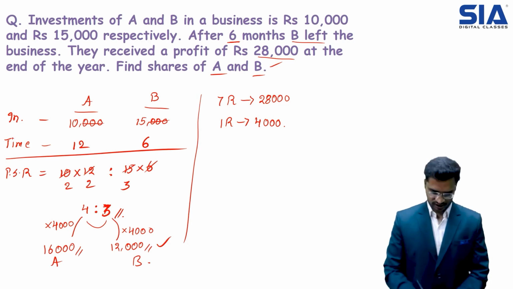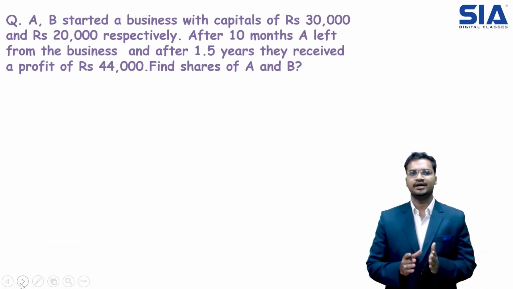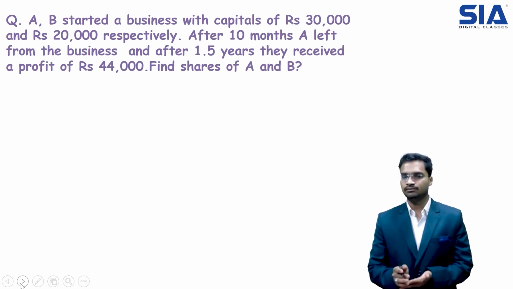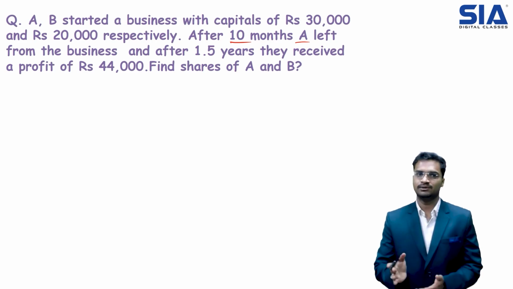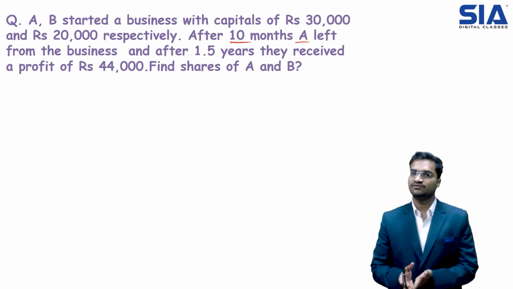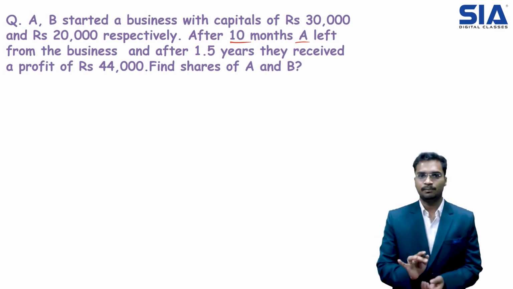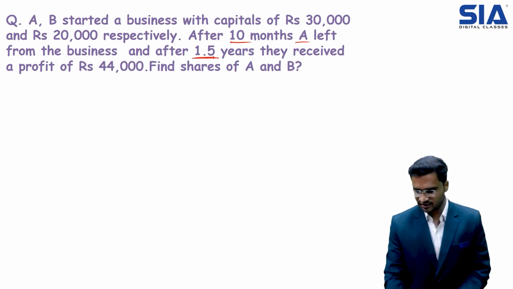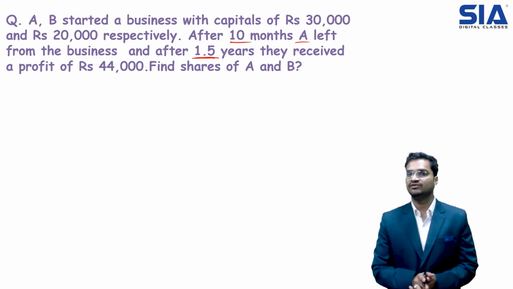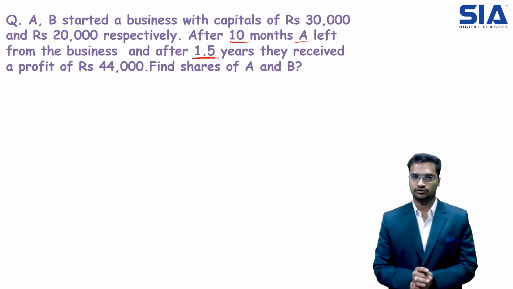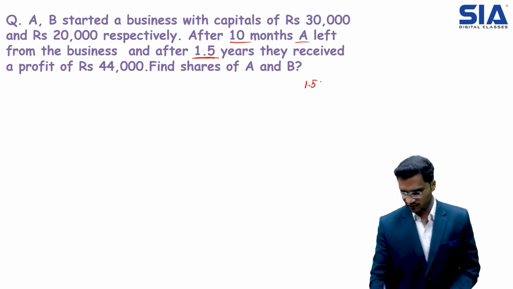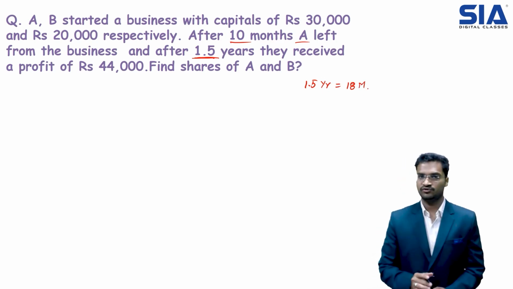Okay. Now coming to the next question, which says A and B started a business with capitals of 30,000 and 20,000 respectively. After 10 months, A left the business. So A is staying in the business for only 10 months, and the profit has been calculated after 1.5 years. After 1.5 years, they have received a profit of 44,000. So 1.5 years is how many months? 1.5 years is equal to 18 months.